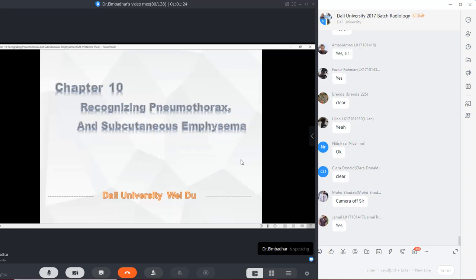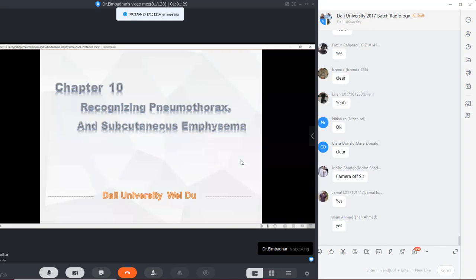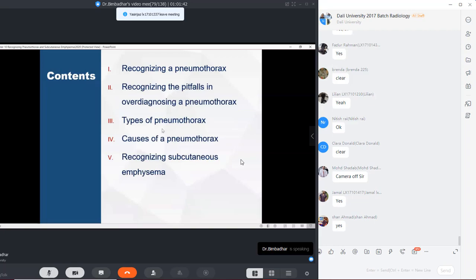Okay. First, we are going to look at recognizing a pneumothorax and subcutaneous emphysema. What are the characteristic features? Like yesterday, I was telling, pneumothorax is the filling up of air in the pleural cavity, and it is happening between the visceral and parietal layers.